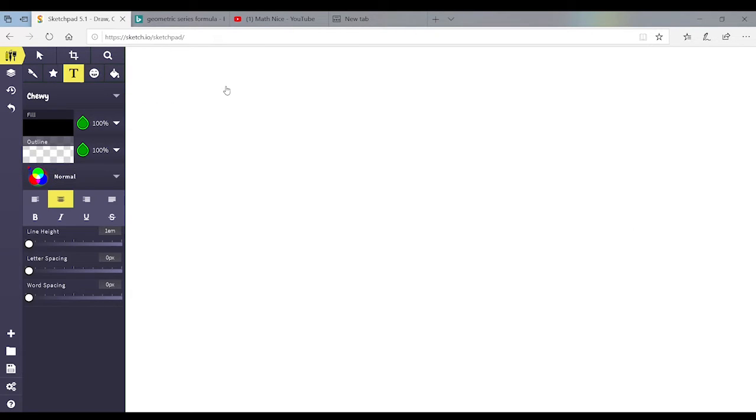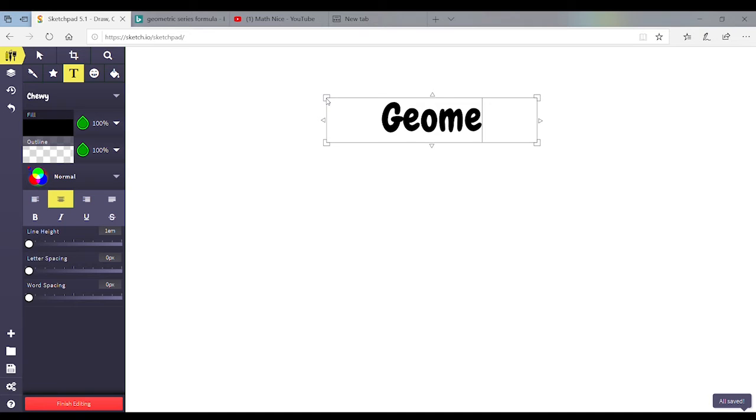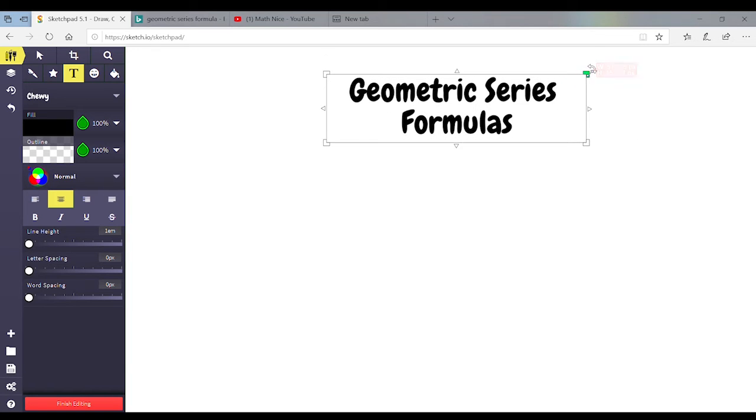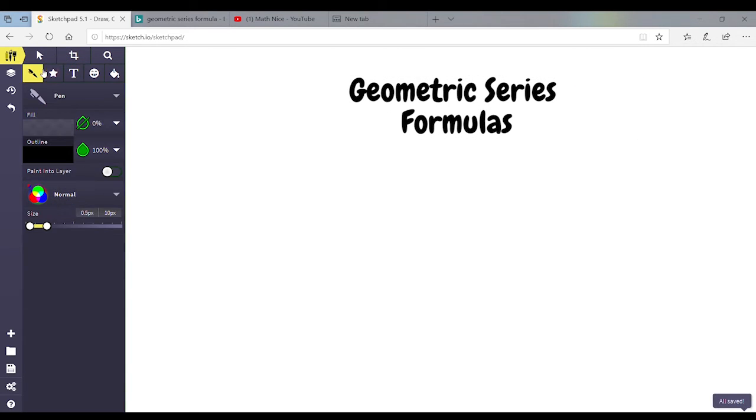Okay, so geometric series formulas. Geometric series formulas are a little bit different than arithmetic series formulas, just because they can vary between different types of geometric series. So let's start with T sub n. T sub n is actually the same for every single geometric type of series. It will be a times r to the n minus 1, okay?